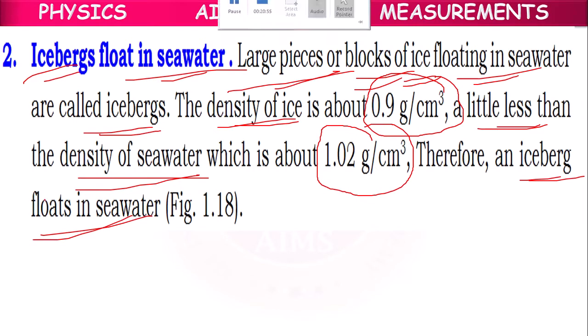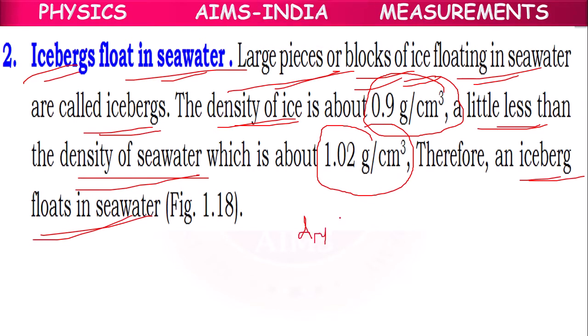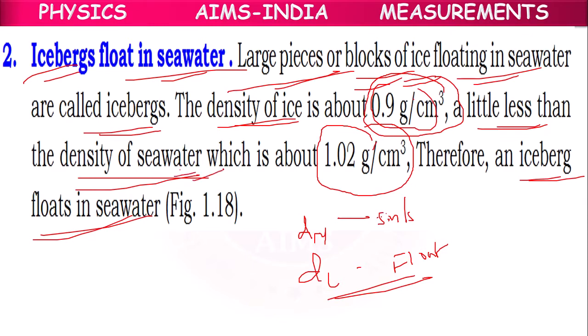Actually, in terms of density also we can compare. If density is more, it will sink into the liquid. If density is less, it will float. Here the density of ice is somewhat less compared to the density of seawater. So that's why it is floating.